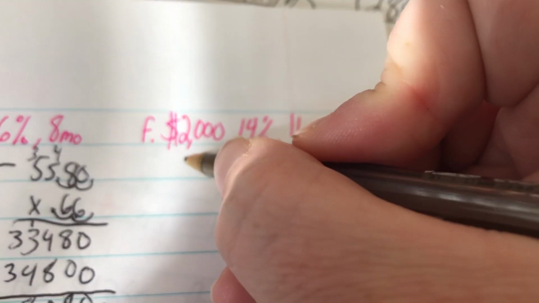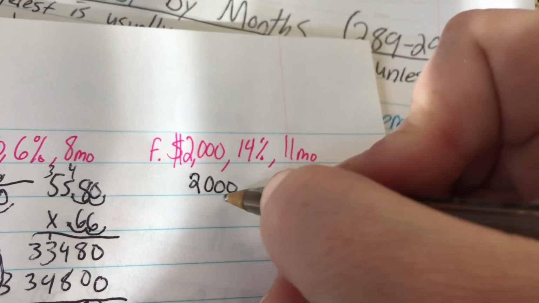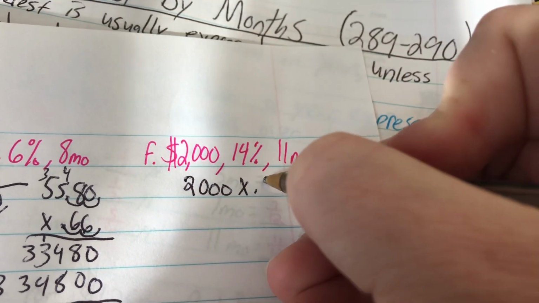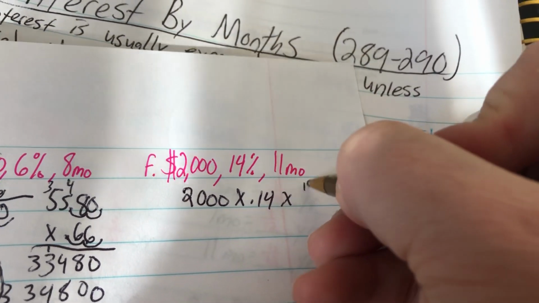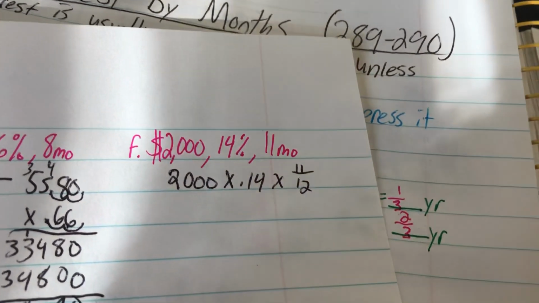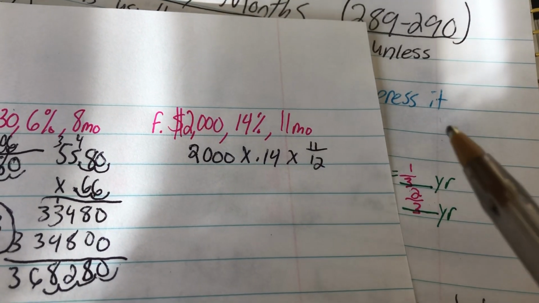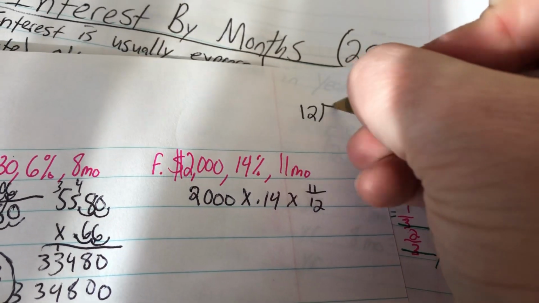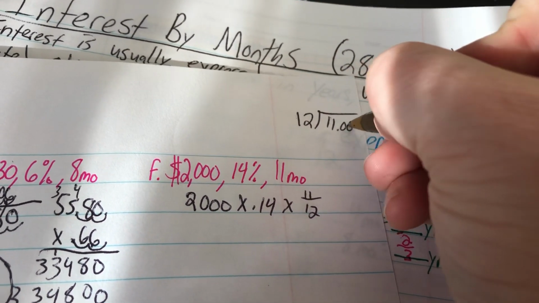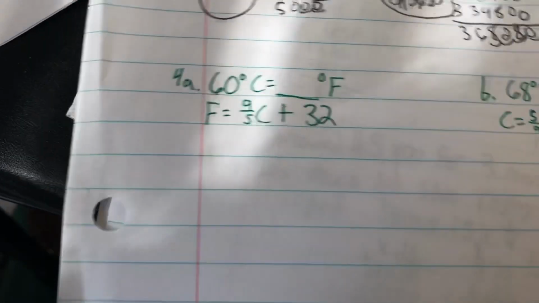Okay. On F, we have $2,000 for 14% for 11 months. We would set that up as 2,000 times 0.14 times 11/12. And I think you guys can take that from there. If you don't know your 12s, which most of us don't, you would do 12 into 11, add decimals, zeros, and divide.